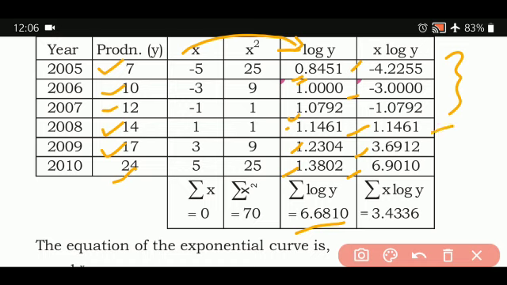3 into 1.2304, you get 3.691. 5 into 1.3802, you are going to get 6.9010. And then when you make the total, means all the negative values in one group and all the positive values in one group, simplify, you get the answer as 3.4336.